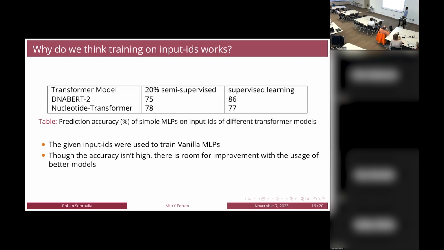So why do we think that training on input IDs is a valid area or does show promise? Because I tried them on our current data set using 20% semi-supervised learning and 100% supervised, and this table shows the accuracy that we receive. Now, granted that this accuracy is not very high, we need to keep in mind that this was done with very minimal data pre-processing and the most vanilla of MLPs that you can imagine. So we believe that training on input IDs does have promise, and the accuracy can be improved with usage of better models or with better pre-processing methods.